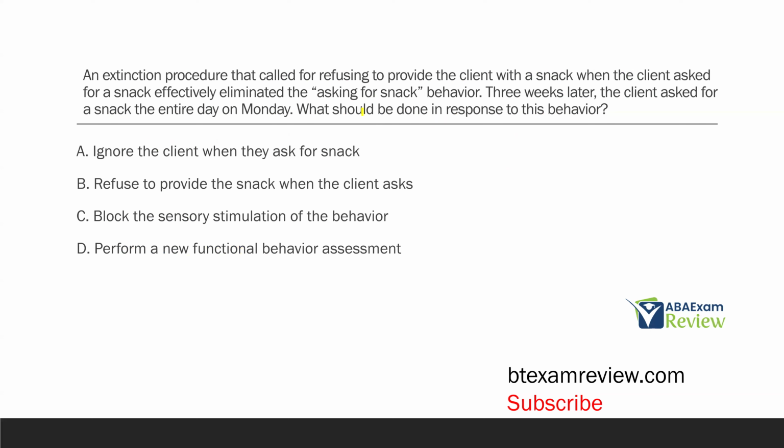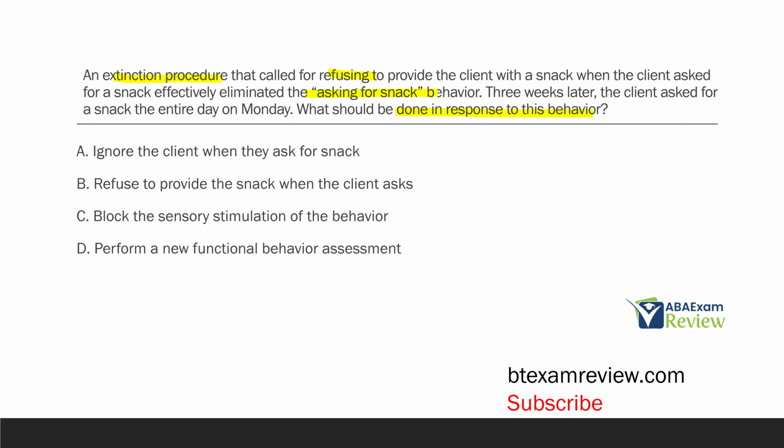All right, let's think about this, right? Because we're looking at how we are going to respond to the behavior. What do we know? We know an extinction procedure. And what is extinction? Extinction is withholding reinforcement for a previously reinforced behavior to reduce the behavior. And so an extinction procedure refused to provide the client with the snack, which eliminated asking for snack behavior. So more or less, the extinction procedure was effective. The behavior was asking for snack. The consequence or the reinforcement was getting the snack.